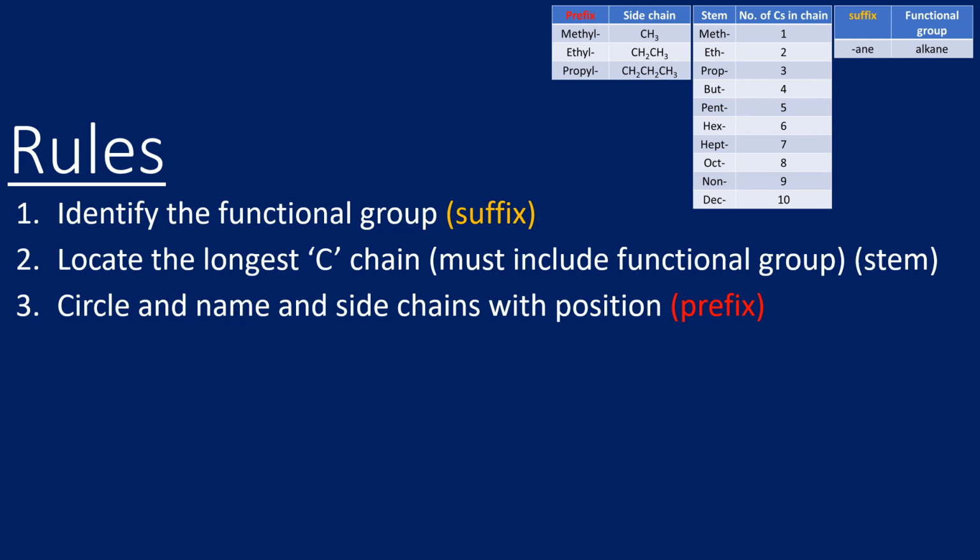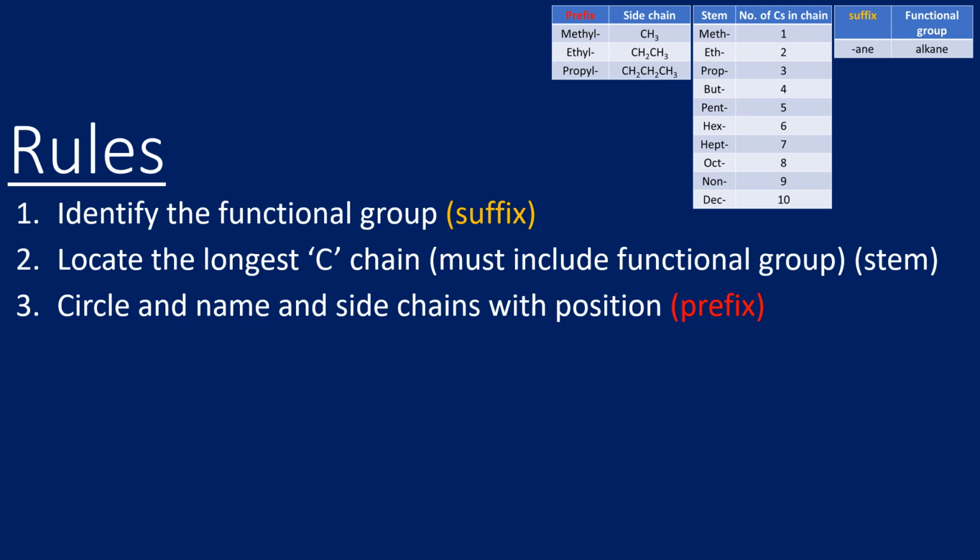So we're going to apply 3 rules when we name molecules. The first rule is to identify the functional group. Now we will be limited to functional groups in this unit, and in particular this video we're only looking at 1 functional group, which is alkanes. So currently we only have 1 suffix, which is ane. Again, I will introduce further suffixes in future videos.